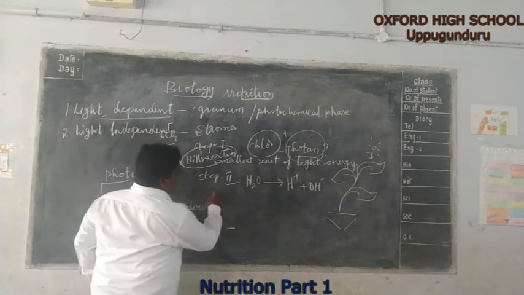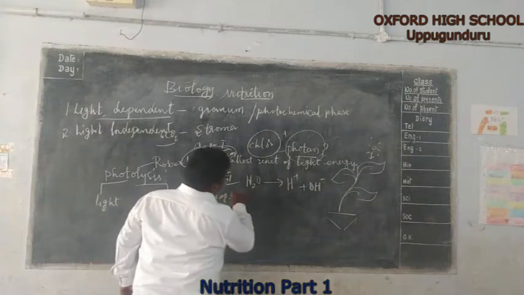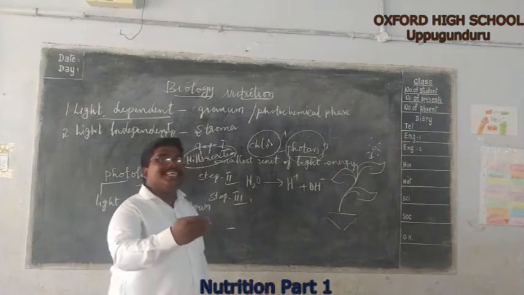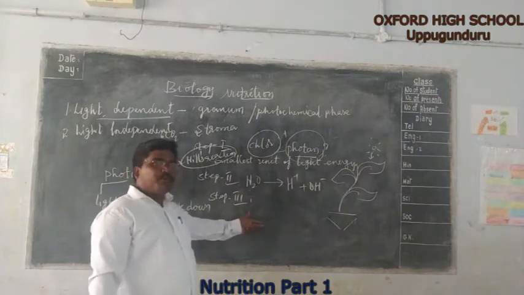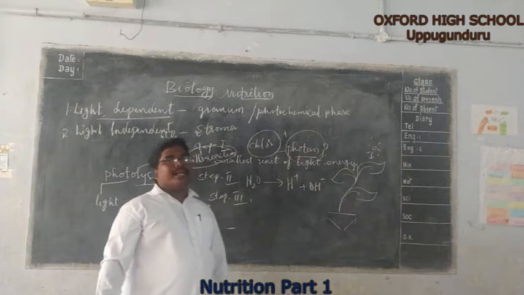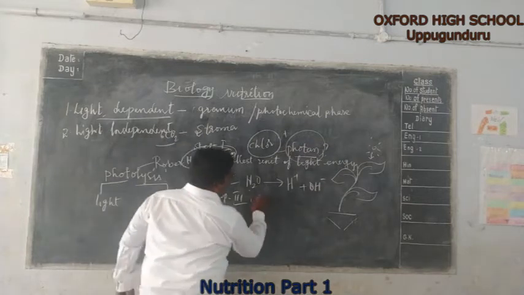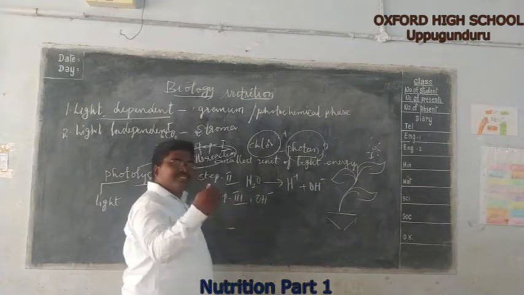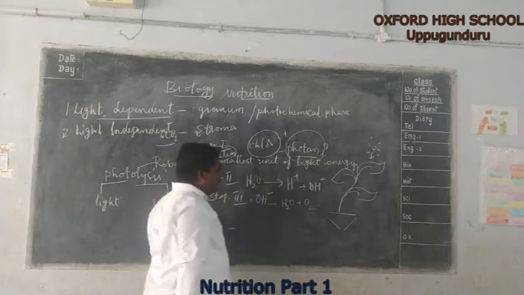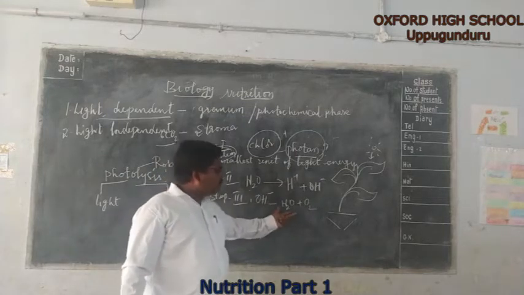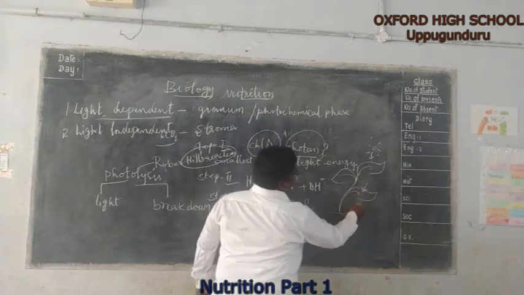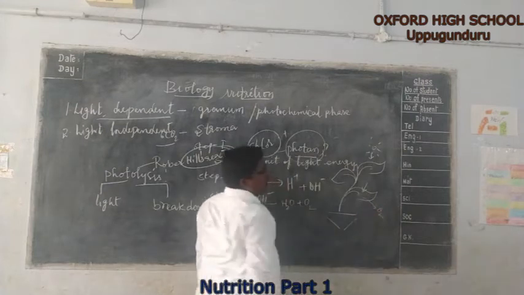In step 3, the highly reactive H plus and OH minus ions undergo a series of changes as described below. I am going to explain what changes are undergone by the H plus and OH minus ions. In step 3, OH minus ions, through a series of steps, form water and oxygen. Water is utilized by the plant body and oxygen is released into the atmospheric air.